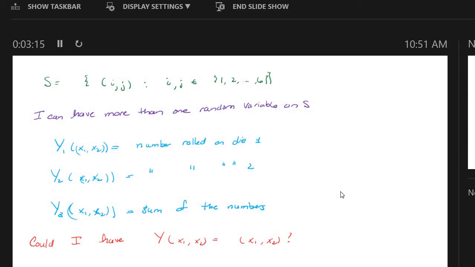It's got to be a real valued number. It doesn't satisfy the definition in the book of being a random variable. Random variables take an input, an element from the sample space. The output has to be a real number. So that's no.